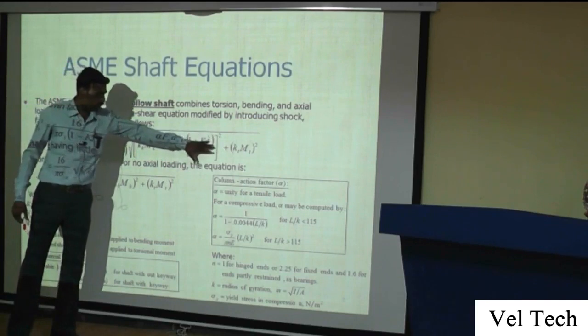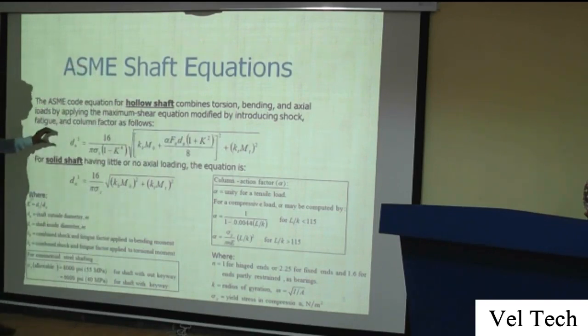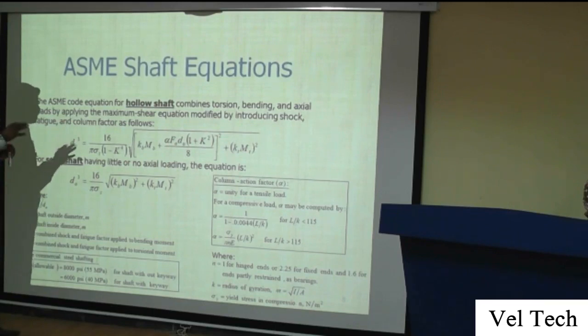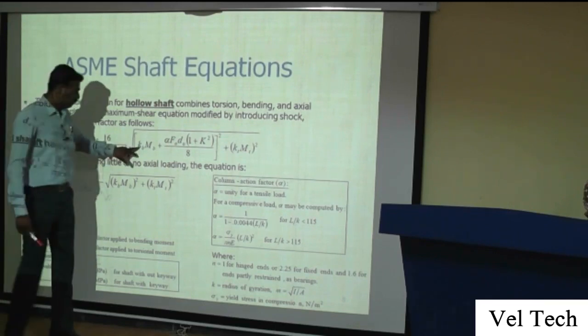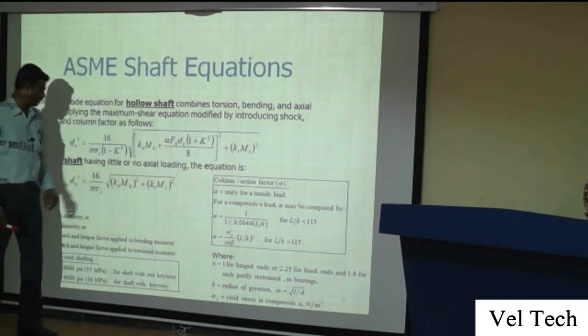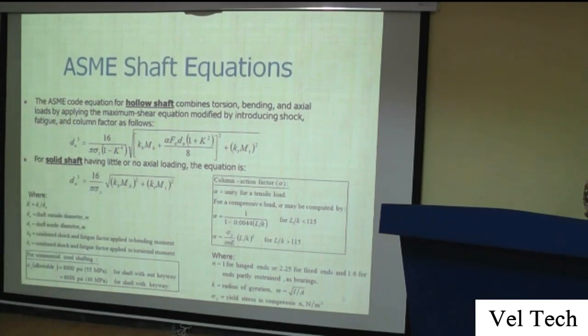Generally this alpha value is one, and this equation is available in your data book. So we have to find out this L by K. What is L here? Length of the shaft. What is K? The ratio of inner diameter to the outer diameter. So we have to substitute this L value and K value in this equation. We have to confirm whether it is less than 1.5 or greater than 1.5. If the L by K ratio is less than 1.5, then we can use this formula.